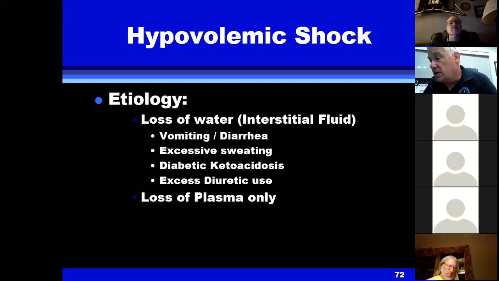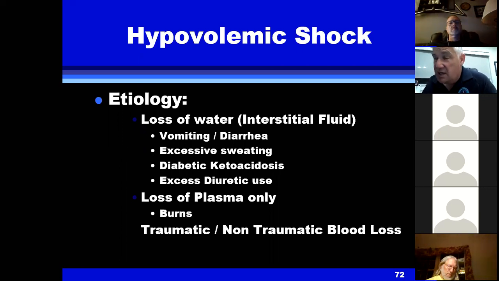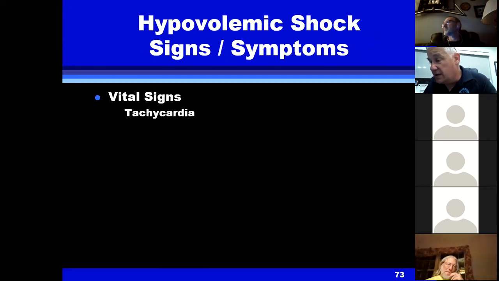Okay, and then plasma-only losses is burns. Okay, so again, in a burn, it's technically a hypovolemic shock from fluid loss. Even though plasma is part of blood, they kind of lean towards the non-blood loss side when they categorize it. Okay? But they can lose a lot of fluids and stuff like that. Okay, so now we have the bleeding types, the external, internal. We talked about how we control the bleeding and everything like that.